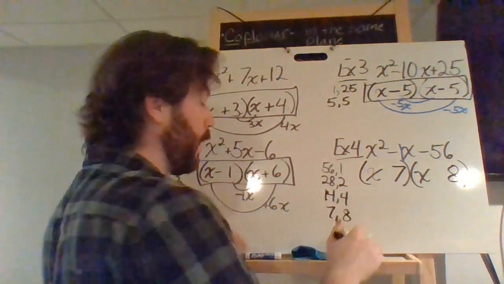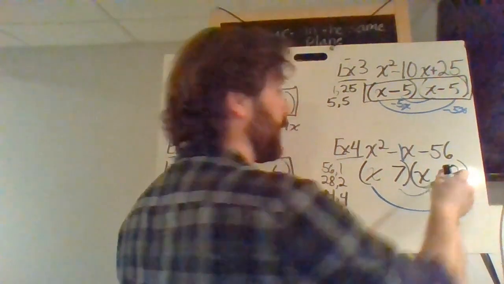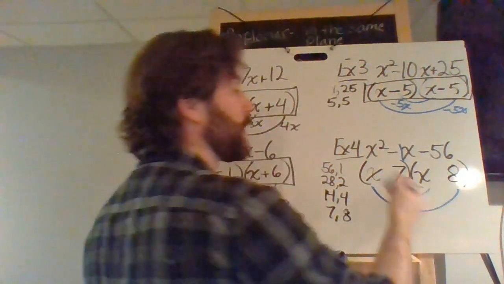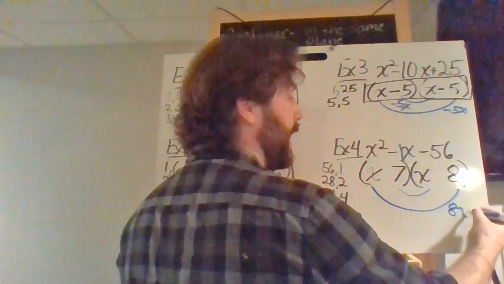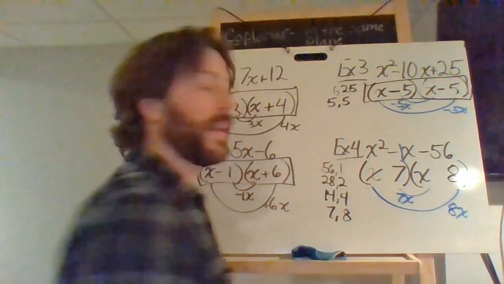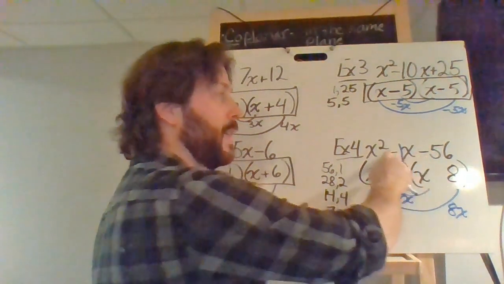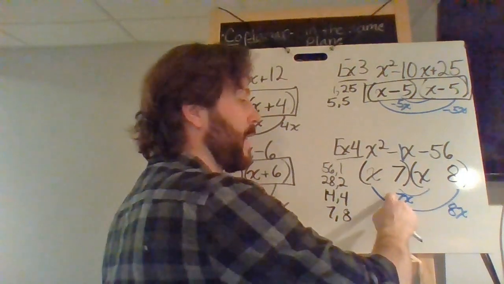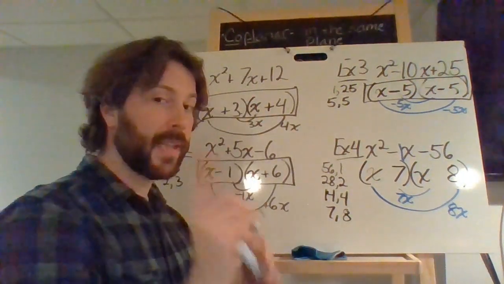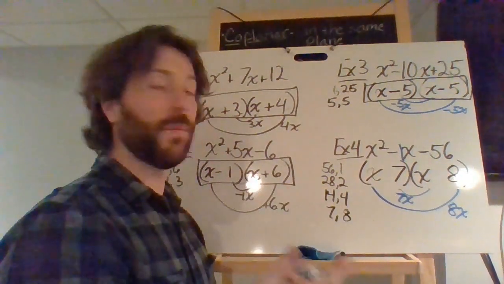Okay, now always check. Even if you're really confident, make sure you check your outers and your inners. On the outside here, x times 8 is 8x. The inners, 7 times x, is 7x. Okay, now I want to see if I can subtract these two to get that 1x. Well, 7x minus 8x in that order gives me negative 1x. Okay, and that's exactly what we need.